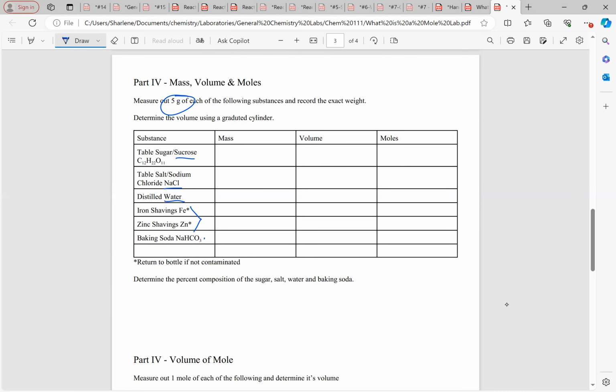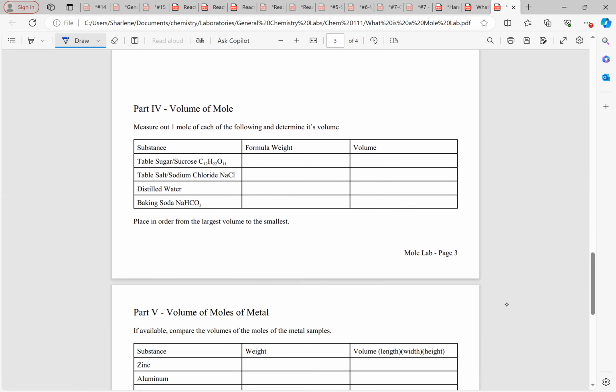So just some common household chemicals. You're going to weigh out 5 grams, as close as you can get to 5 grams. You're going to pour those into a graduated cylinder and just compare the volumes. Just because they have the same weights, do they have the same volumes? And then you're going to convert them into moles. So even though you have the same mass of each of those, do you have the same number of moles? And then determine the percent composition for each of those, not the iron and the zinc, but for any of the compounds.